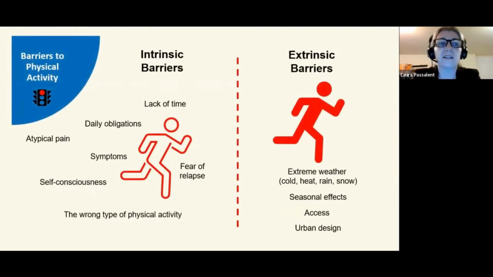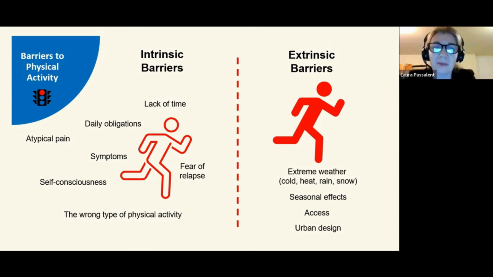So when we looked at the barriers to physical activities, again, there were intrinsic and extrinsic barriers. And so we can all think of a lot of intrinsic barriers. And I think the top one was lack of time and daily obligations. So people had family obligations, social commitments that they had to attend to, which really sort of ate into their ability to engage in regular physical activity.